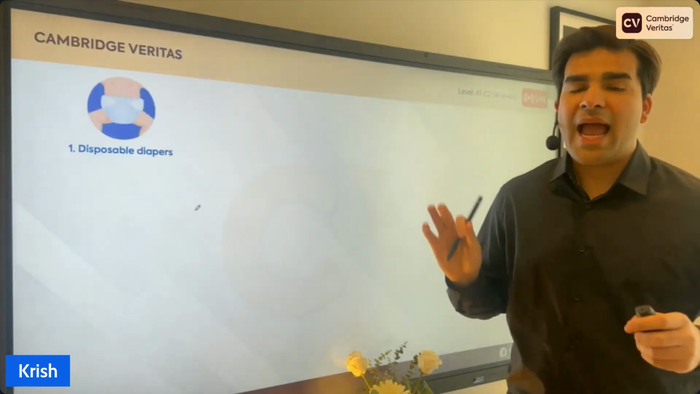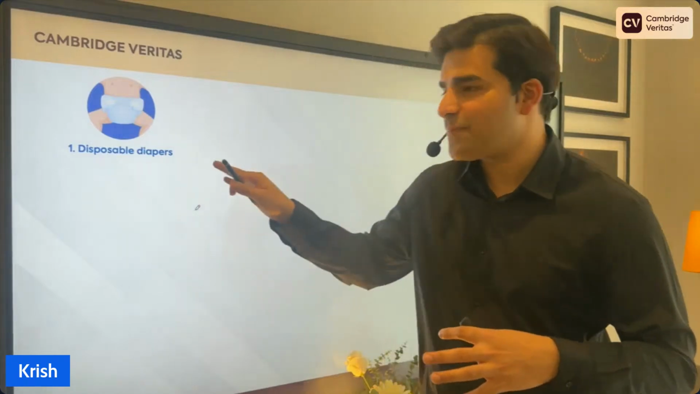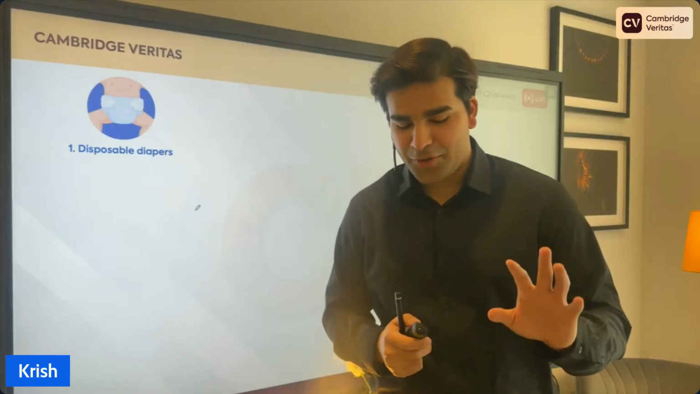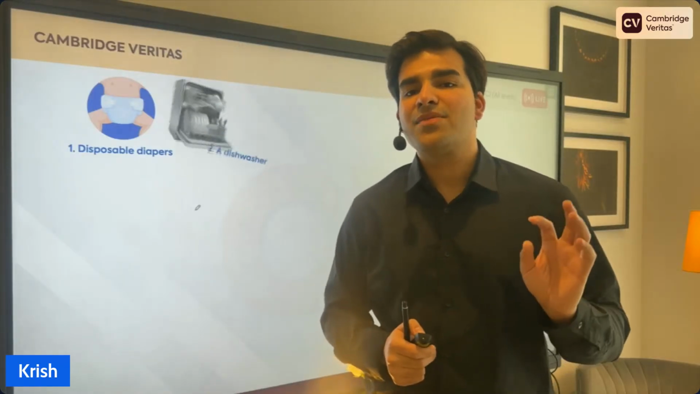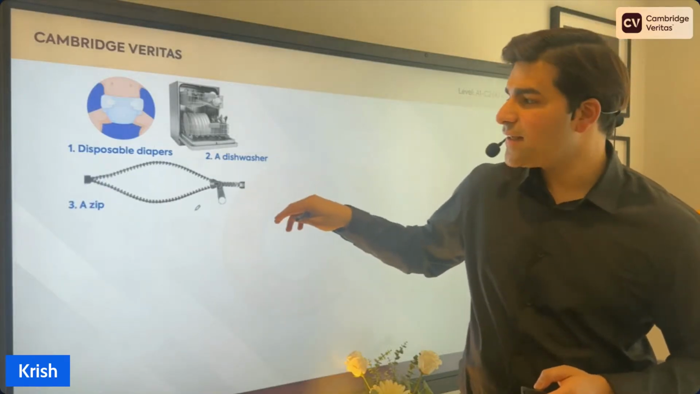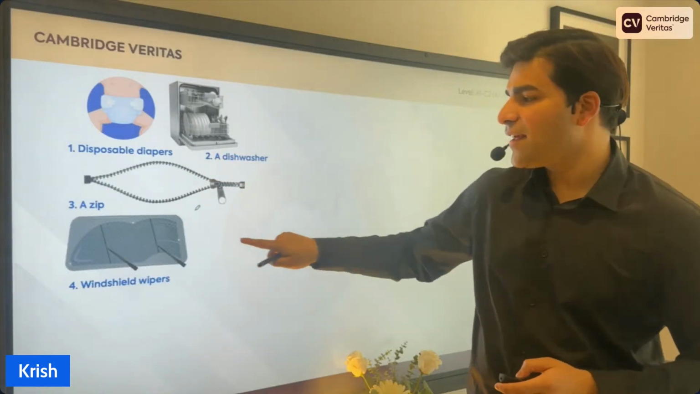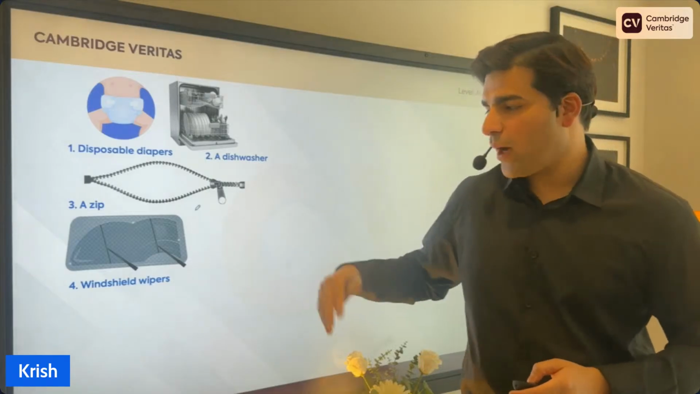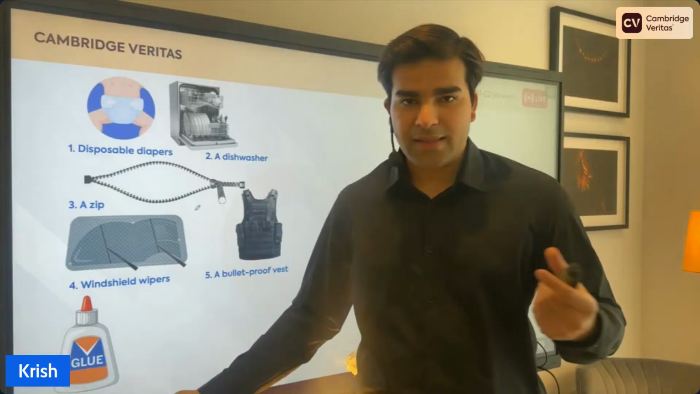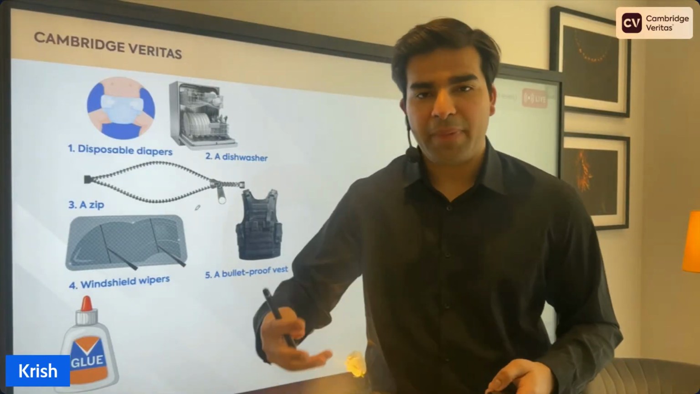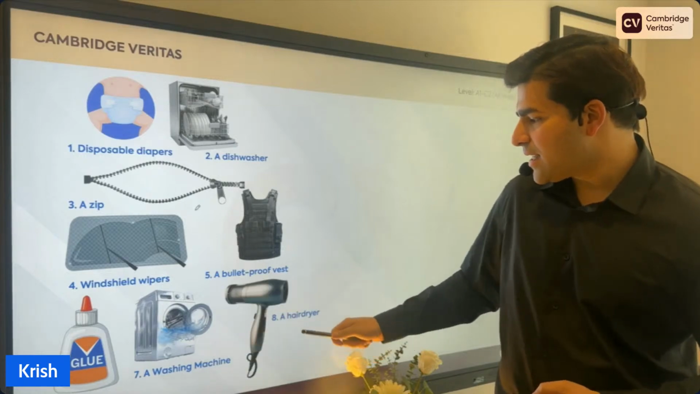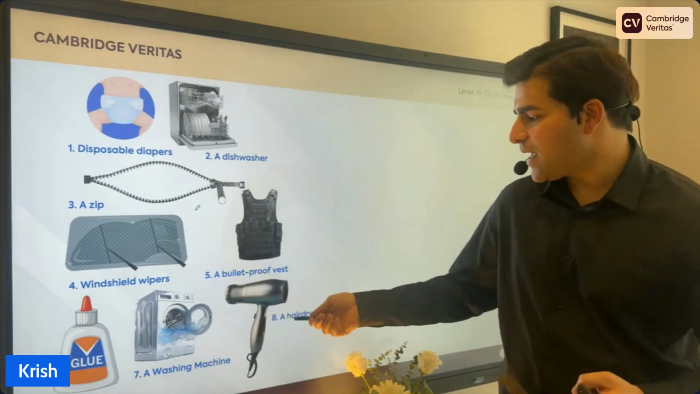All right, let's get going. The first activity of the day: you must be thinking, what is a disposable diaper doing here? I've got a very interesting game for you. I'm going to show you 10 items on the screen: a disposable diaper, a dishwasher, a zip, windshield wipers, a bulletproof vest, Tipp-Ex, which is the name of the brand, we also call it glue, a washing machine, and the last one is a hairdryer.